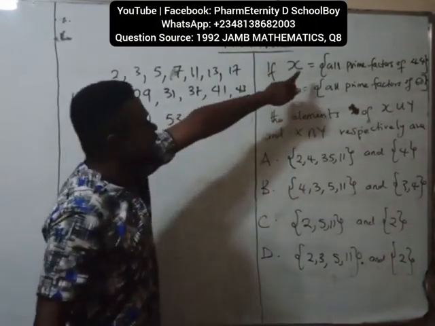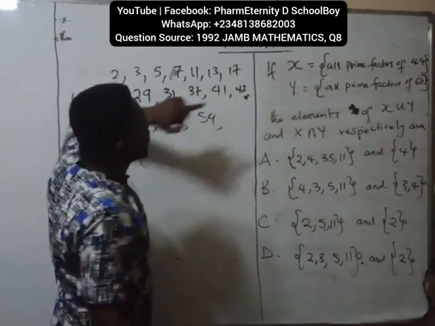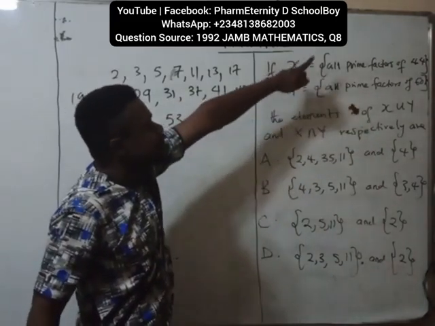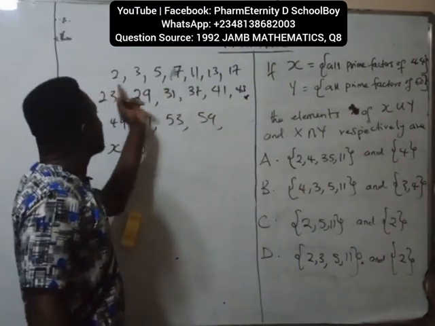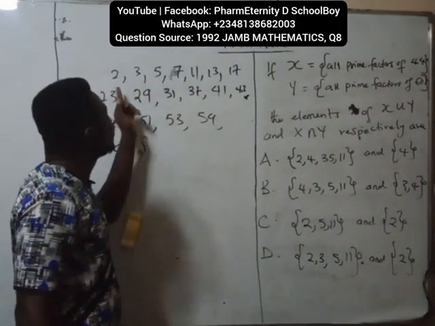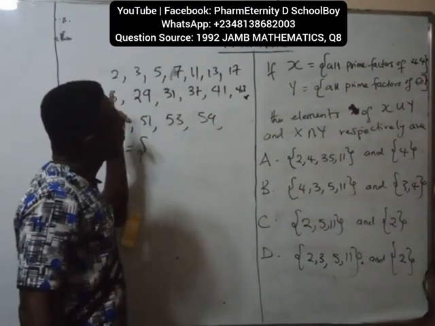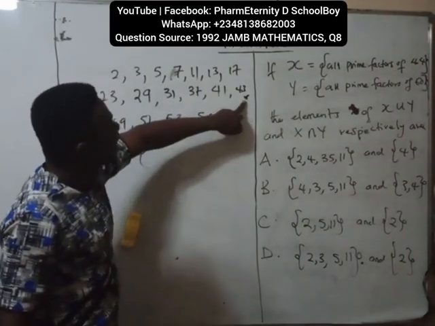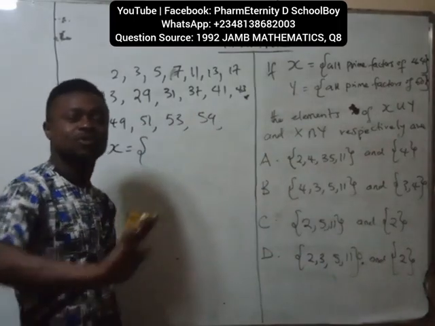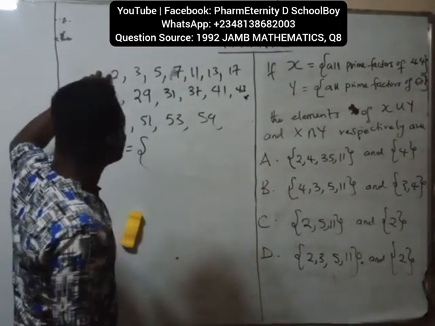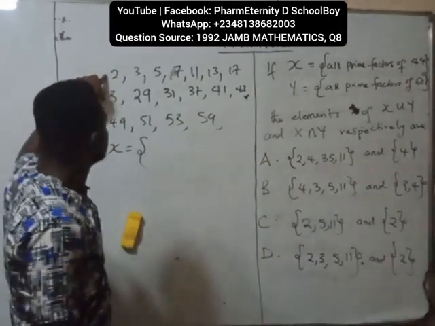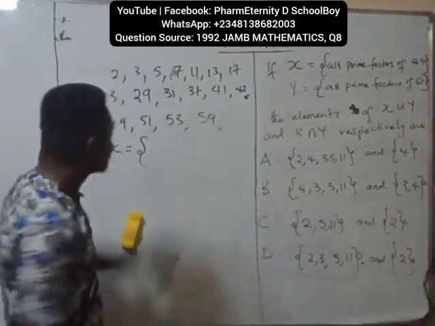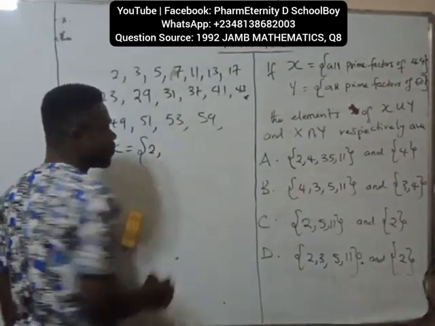So let's sort the x out first. They say all prime factors of 44. Prime factors are the prime numbers here that can divide 44 without remainder. Let's go. Can 2 divide 44 without remainder? 44 divided by 2 is 22. So 2 is a prime factor of 44.